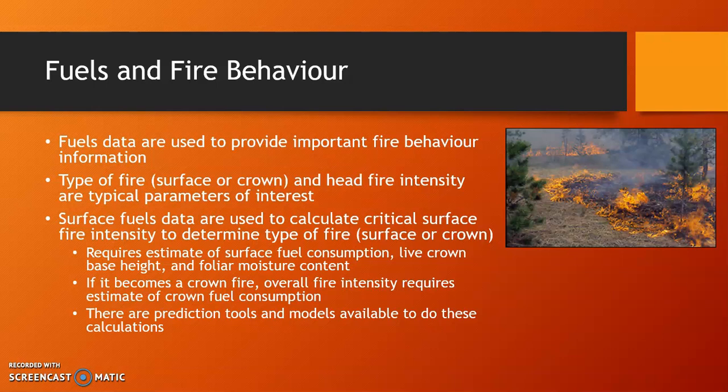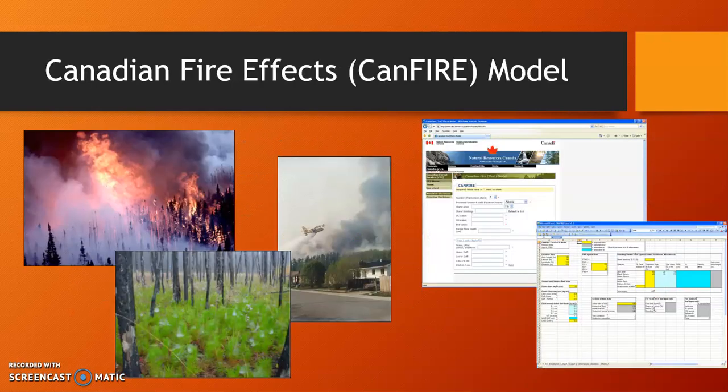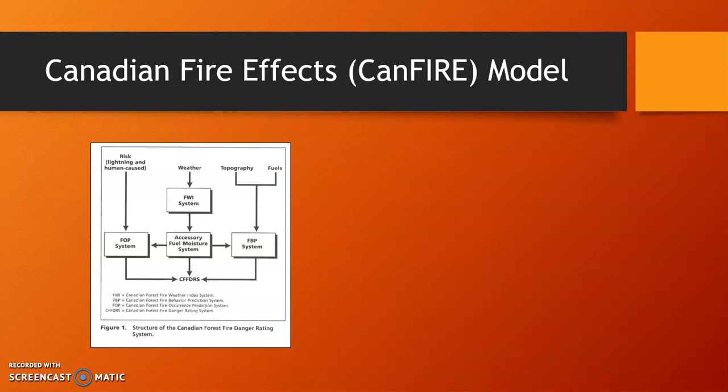I won't go into the details of how we calculate this, but there are prediction tools and models available to help you do this. One of them would be the Canadian Fire Effects model, which has a web version, a PC version, and an Excel version. And as a quick summary, I think most people are probably familiar with the structure of the Canadian Forest Fire Danger Rating System. There's the FBP system, which has 16 distinct fuel types, but you can't adjust any of the fuels information in the FBP system as it stands now. There is a next generation FBP system that's being worked on, but it won't be available for about 5 years or so.